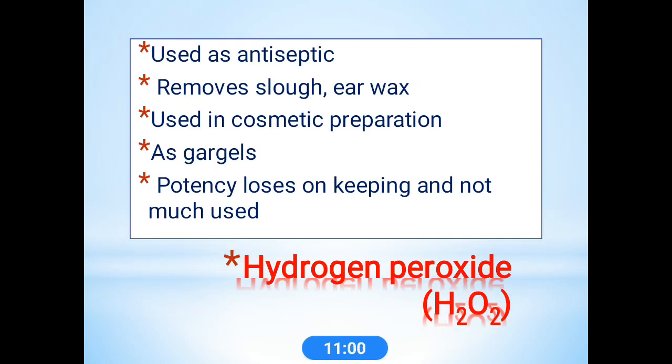The next oxidizing agent is hydrogen peroxide. It is used as an antiseptic. It also removes earwax, is used mainly in cosmetic preparations and as gargles, but its potency is lost on keeping and it is not much used.